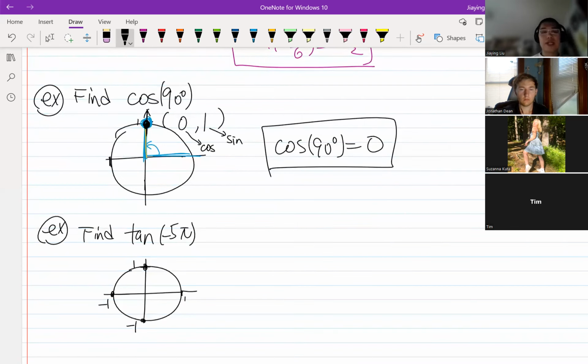First of all, I'm going to plot the angle negative 5 pi. I know this is going to be 0. If I'm starting here, this is negative pi, and negative 2 pi, negative 3 pi, negative 4 pi, negative 5 pi. Looks like it landed right here. So this is the negative 5 pi angle.